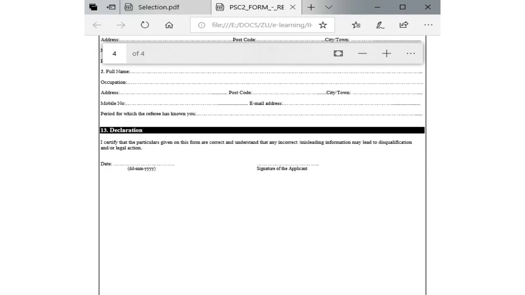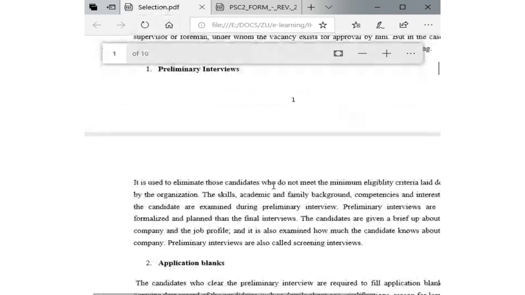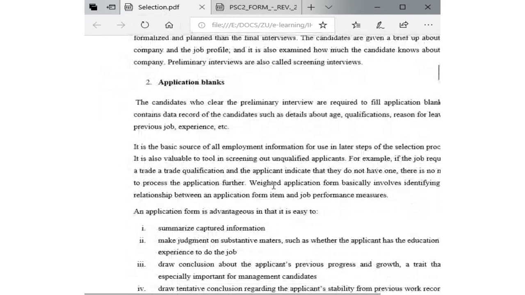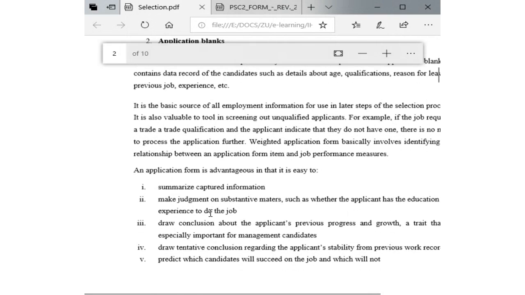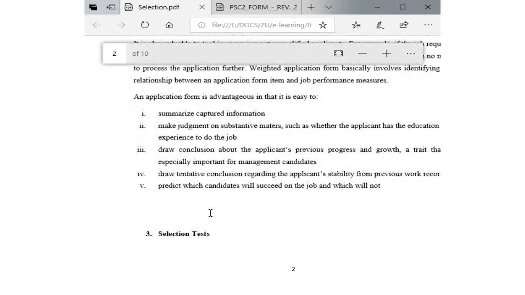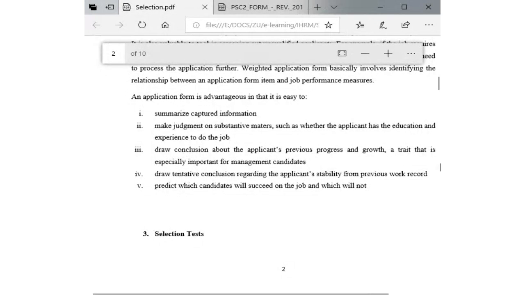So that is the second part in the selection process, the application form or application blank. Because of the magnitude of the work, I'll be giving the general aspect of application, and the others you'll find. Here you see the issue of age, qualifications, reasons for leaving, previous job, all those we've looked at. Then what is the importance of the application form? One, it summarizes captured information, just giving a summary of an individual's information. Number two, it makes judgment on substantive matters, such as whether the applicant's education and experience to do the job are relevant.